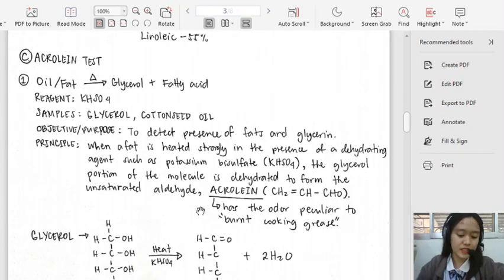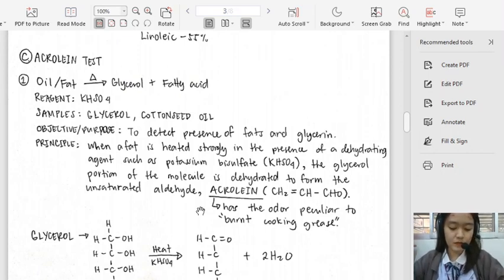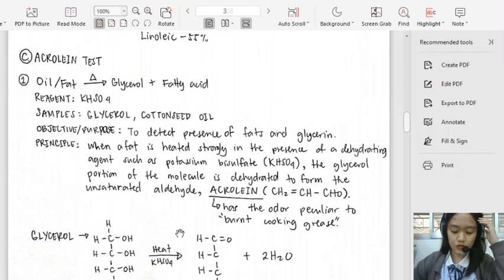Next, you have Acrolein test. Let's go to Acrolein test. So, the procedure for your Acrolein test, place each of the following mixtures in 2 separate test tubes. For test tube number 1, 2 drops of glycerol added with a pinch of potassium hydrogen sulfate. For test tube number 2, you have 2 drops of cottonseed oil plus a pinch of your potassium hydrogen sulfate solution or crystals.